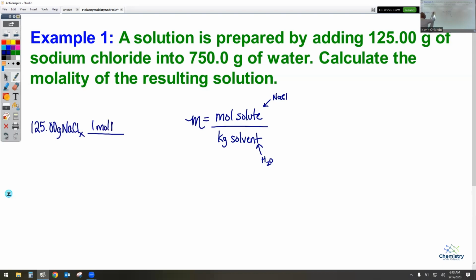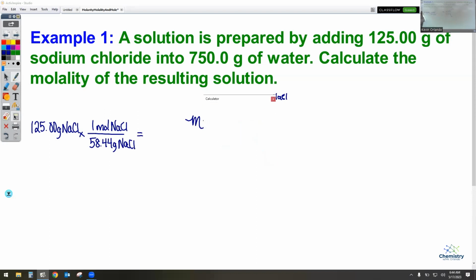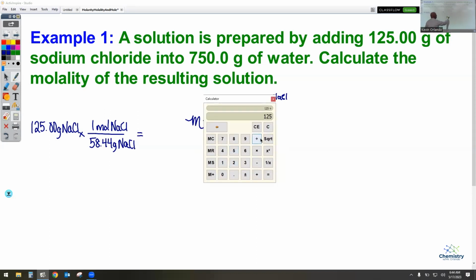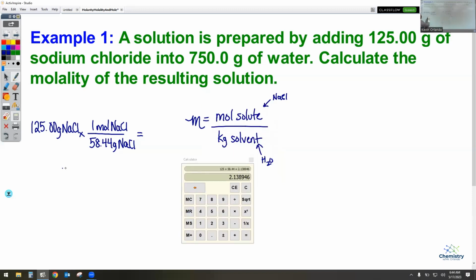So 1 mole of sodium chloride, molar mass off the periodic table, is 58.44 grams. So in this case, 125 divided by 58.44, we get an answer of 2.1. Looks like we have 4 significant figures, so 2.139 moles of sodium chloride. This is going to be our numerator, so we're going to write this up here.